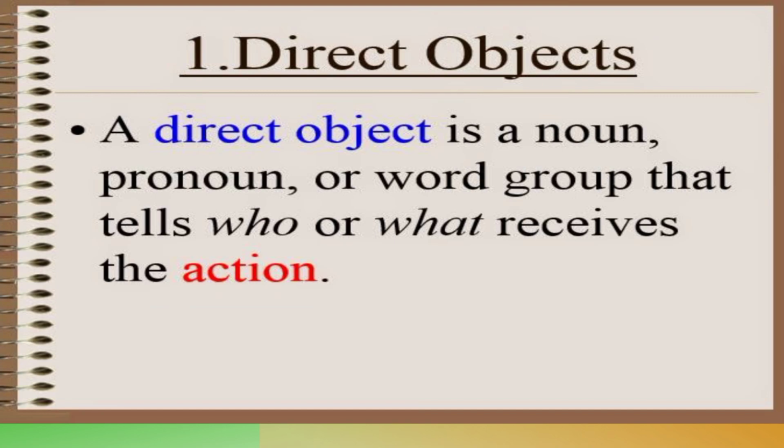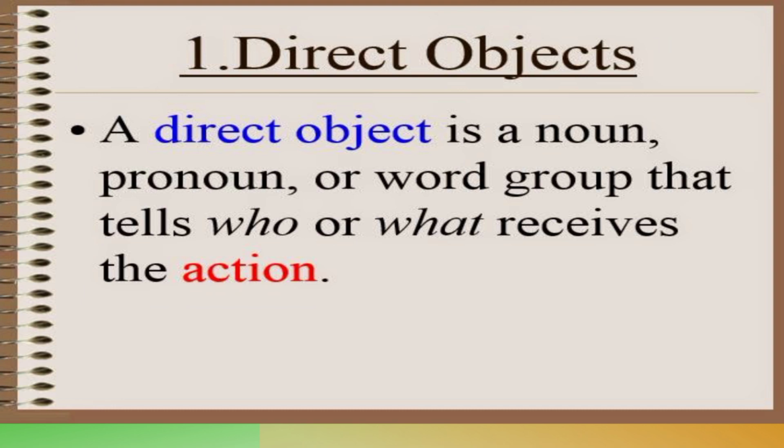Okay, first of all, let us see what we mean by direct objects. Now, objects means, children, anything is called an object. Now, here we can speak about direct object. All right, now we'll see, a direct object is a noun. Noun is a name of a person, place, animal or thing.